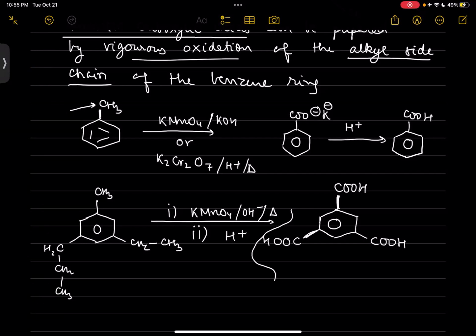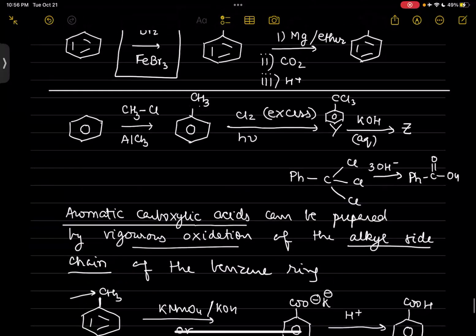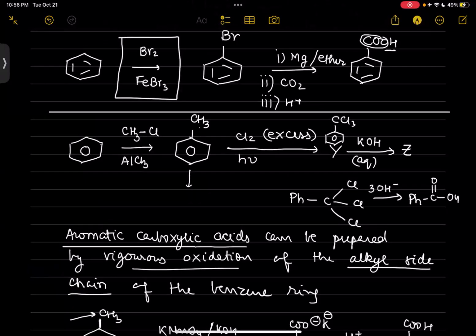Yes, sir. So you have carboxylic acid, but it should not be tertiary. That thing you should keep in mind. So the whole alkyl side chain will go away and you will be left with just one COOH group. Is it clear? So this methyl benzene can be converted to benzoic acid directly also by doing the oxidation of the side chain. Getting my point or not?